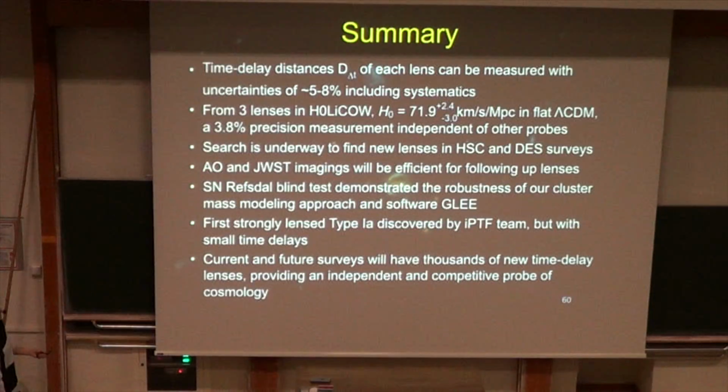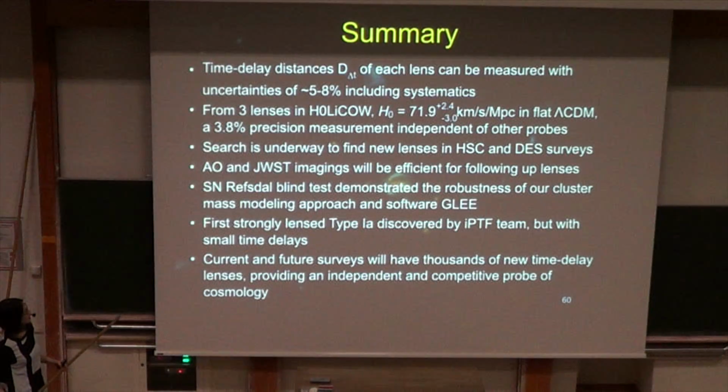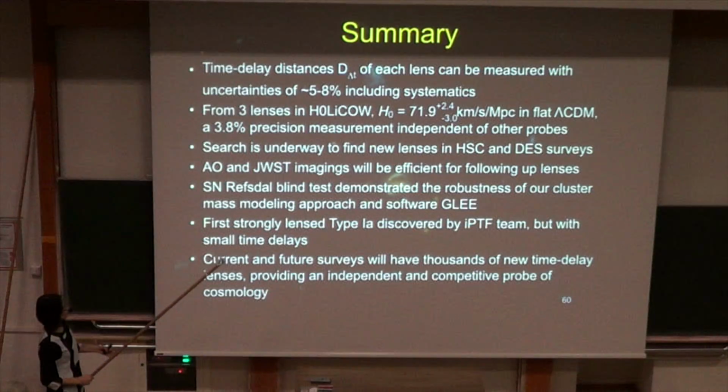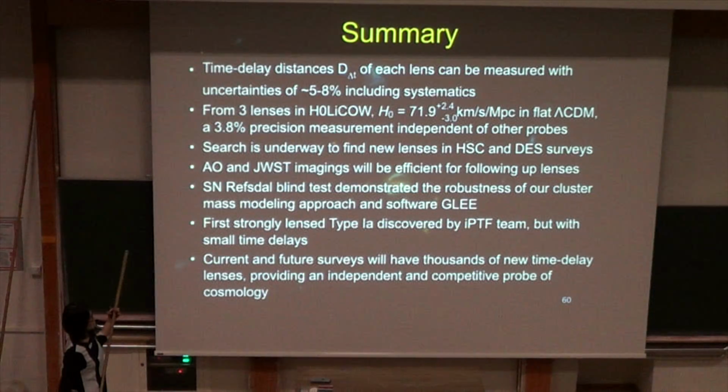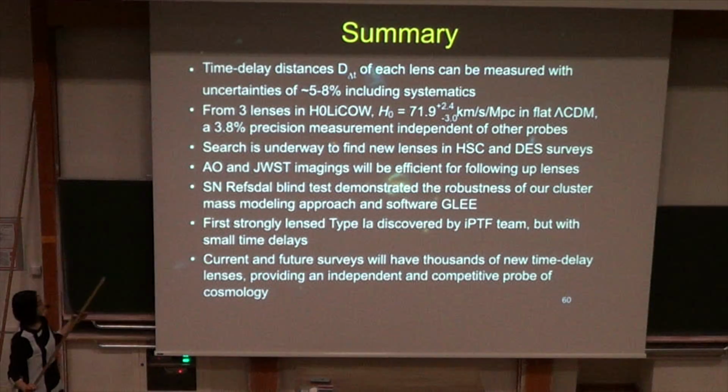So here I conclude. Time delay distances and Delta t of each lens can be measured with uncertainties of around 5 to 8%, including known systematics. With the three lenses that we have in H0LiCOW, H0 is around 71.9 plus 2.4 minus 2.0 kilometers per second per megaparsec in flat LCDM.